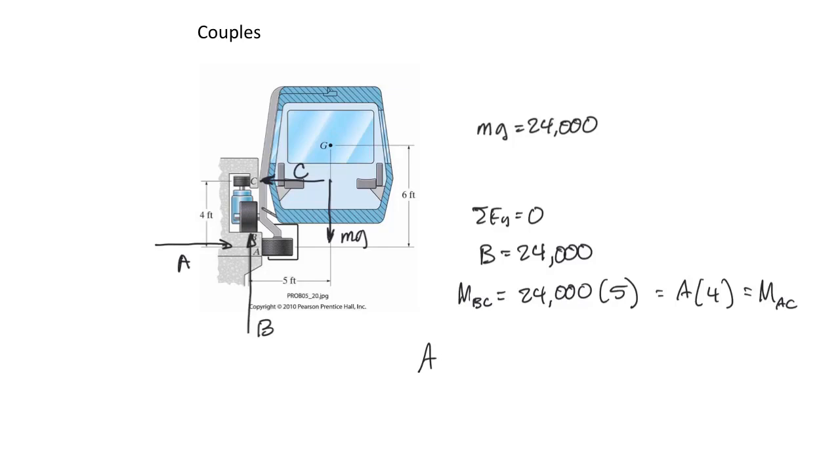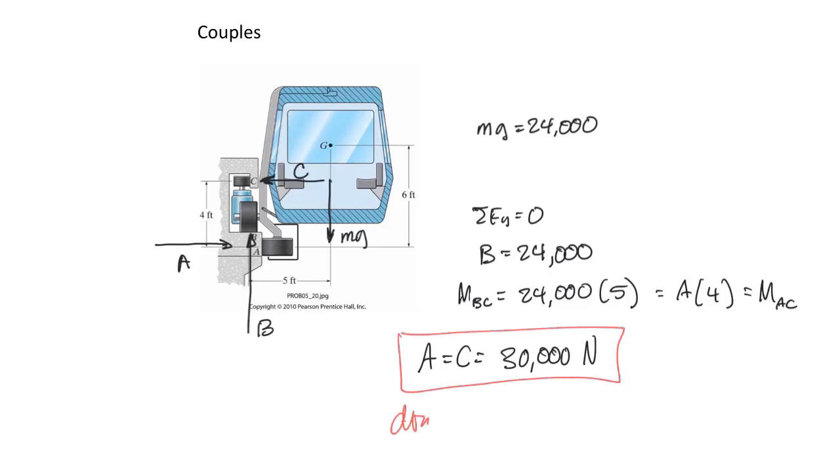Therefore, I can find A is equal to C is equal to 30,000. These are going to be 30,000 newtons. And whenever you have two couples, what do you call two couples? That's a double date. So you may see or hear me, tongue-in-cheek, referring to two sets of couples as a double date.